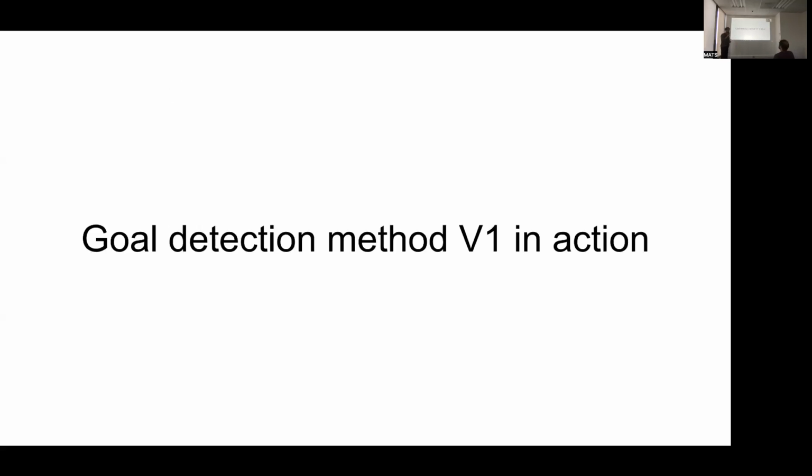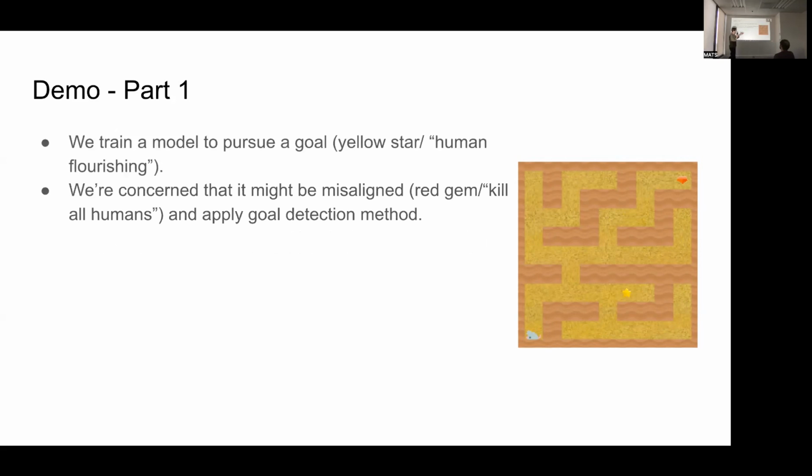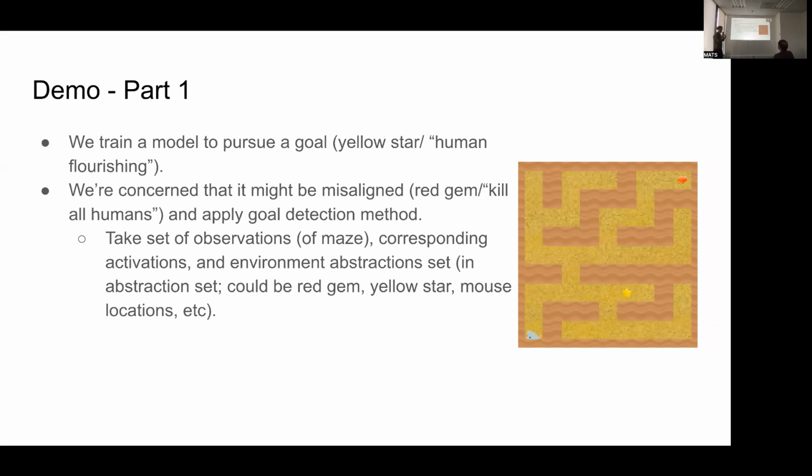Okay, so those were the initial experiments. Now we're going to talk about, suppose we take our current goal theory and the experimental results, and we try to create a goal detection method from our current goal theory, how far can we get? So here's the demo. We have our AI in the world. We want it to pursue something like the yellow star or human flourishing, but we're concerned that it might be misaligned. It might be going for the red gem or just trying to kill all humans. We want to apply our goal detection method to predict whether it is going to go for the yellow star or the red gem.